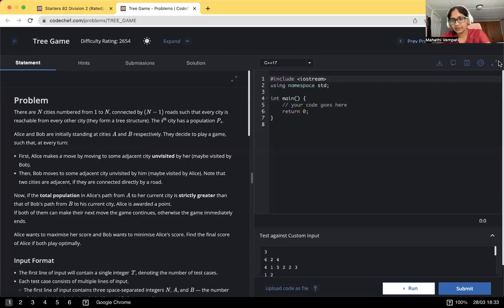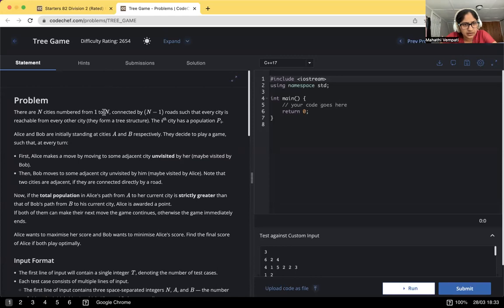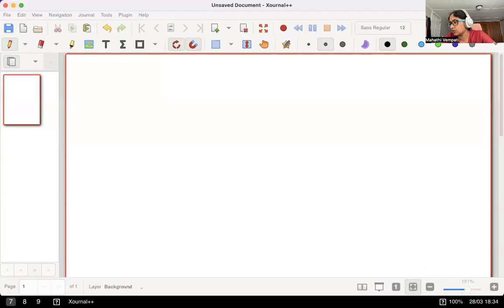Hi, so today I'm going to be doing CodeChef. This was the Starters 82 round, codechef.com/problem/tree game. Let me just check what is being shared. Yeah, so I will explain what the problem is, and I think I just want to go over the editorial.